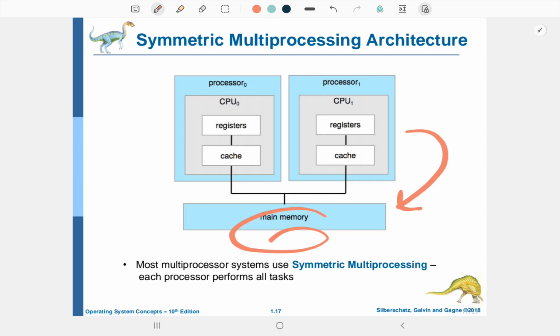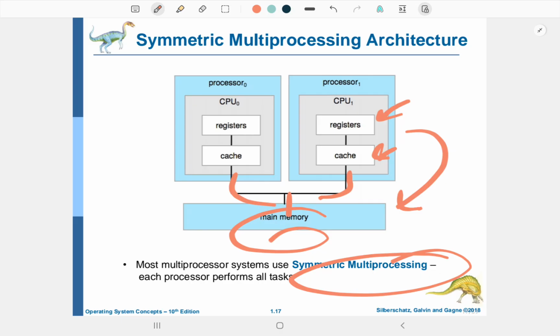So this is a multiprocessor system, and you can see here that every processor has its own registers and cache for local fast retrieval, and then they connect through the bus, again, as we said, to the main memory. And here the concept of symmetric multiprocessing. Most systems actually treat all processors the same, so it's symmetric.